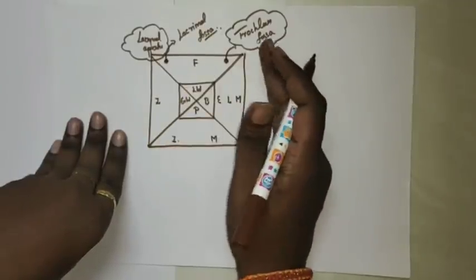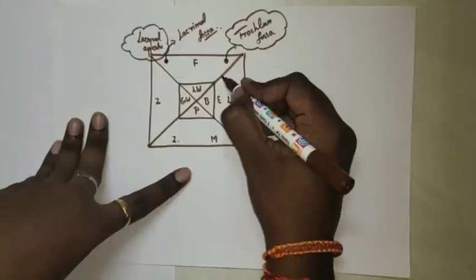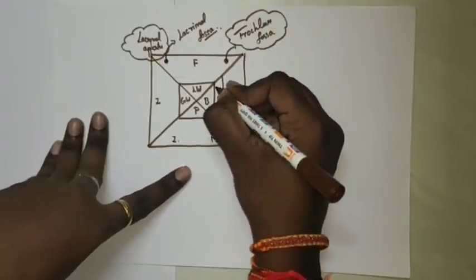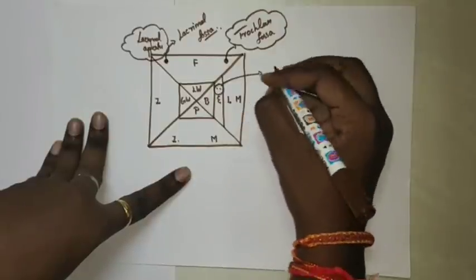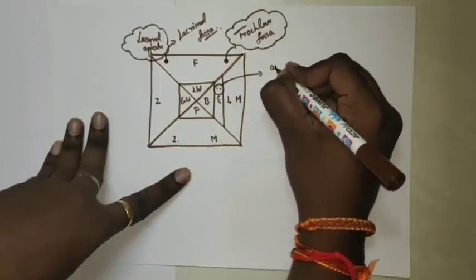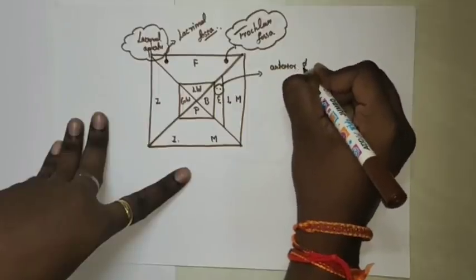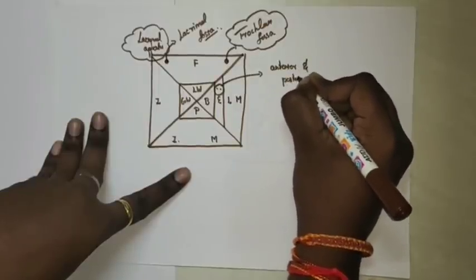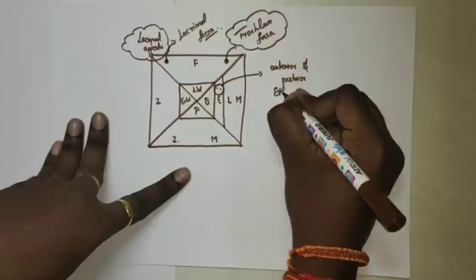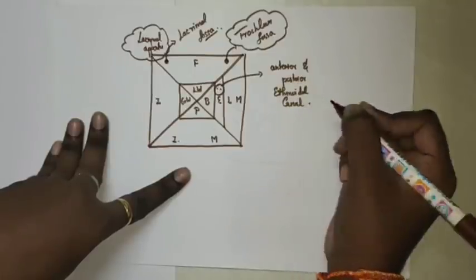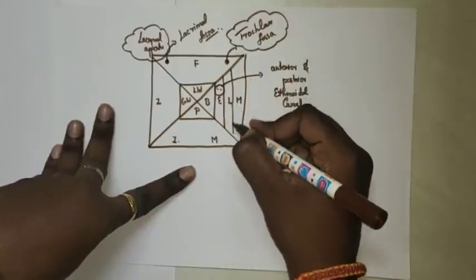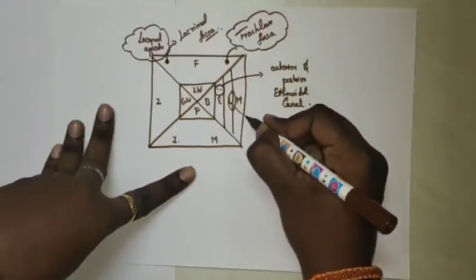So on the medial side we have this ethmoid bone and two canals over the ethmoid bone known as anterior and posterior ethmoidal canal, and we have a lacrimal groove over here.